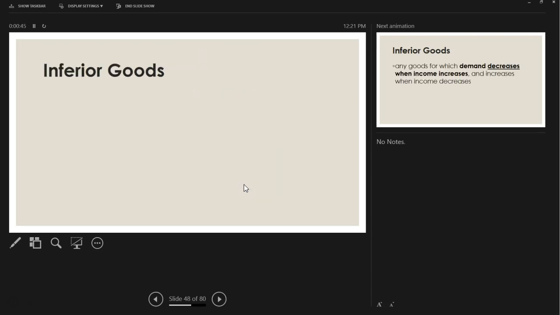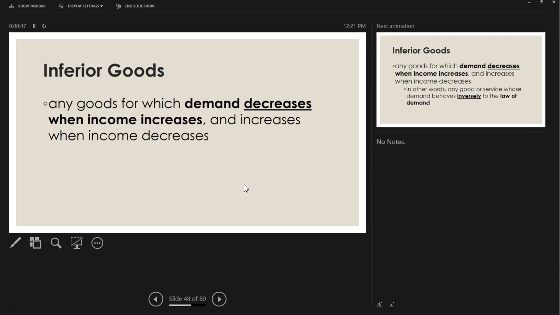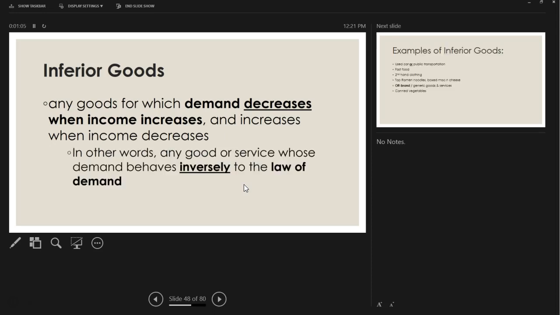Okay, now for inferior goods. These are trickier. In the box at the bottom of your cheat sheet, go ahead and write this definition. Any goods for which demand decreases when income increases, and increases when income decreases. That is an inferior good. In other words, any good or service whose demand behaves inversely to the law of demand. So that gives you your answer right away to which one to circle in the box. This is an inverse relationship between income and demand.